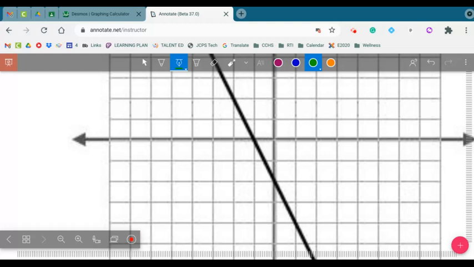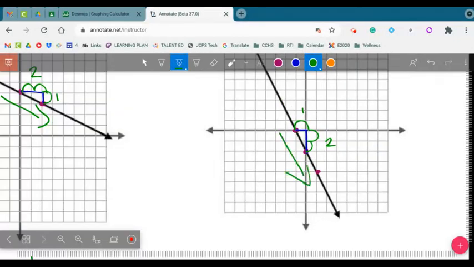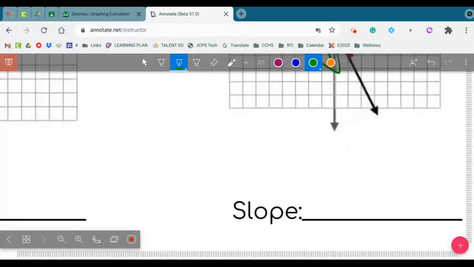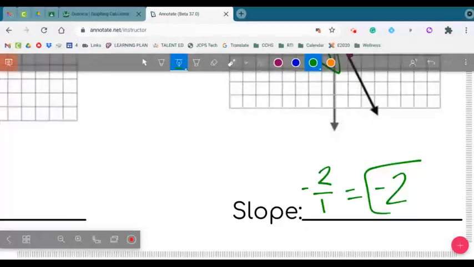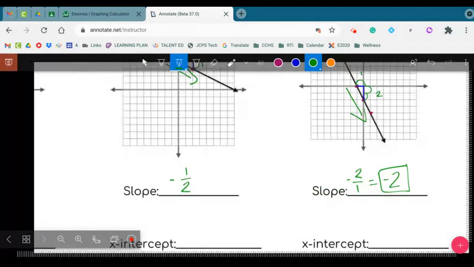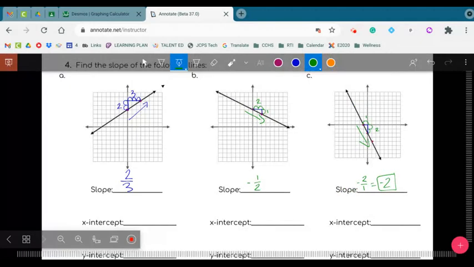Okay, last one. Y-intercept. Here's my next point. So I could also pick this point. It does not matter what point you guys pick. It just has to be between any 2 points because it's going to be the same. I rise 2. I run 1. This is going down, so it's negative. It's going to be negative 2 over 1, which is the same as negative 2. So that is how I find my slope on my lines.